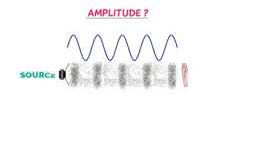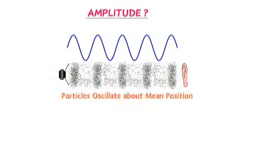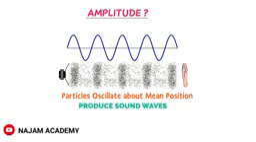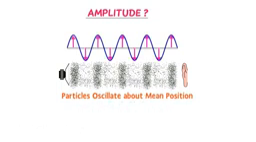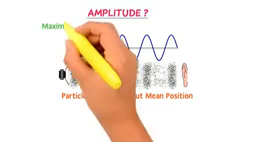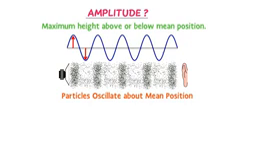Firstly, let me teach you what amplitude is. Consider the sound waves produced by the source. We know from the previous lecture that during wave motion, particles oscillate about their mean position or equilibrium position to produce sound waves. Now the maximum displacement of the particles either above or below the mean position is called amplitude. Simply remember that amplitude is the maximum height above or below the mean or equilibrium position.